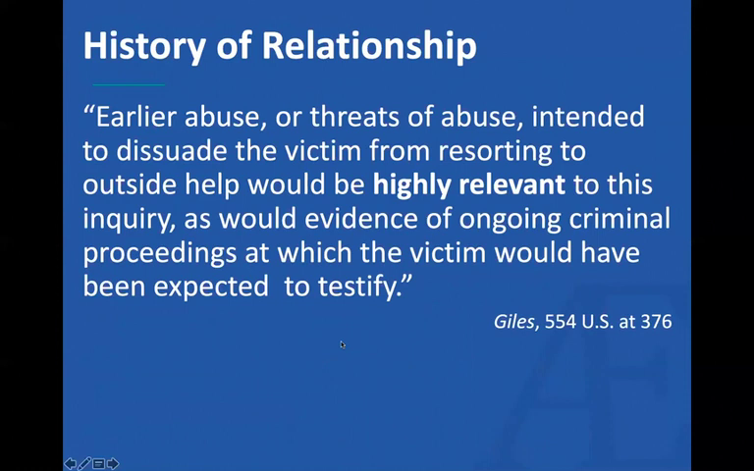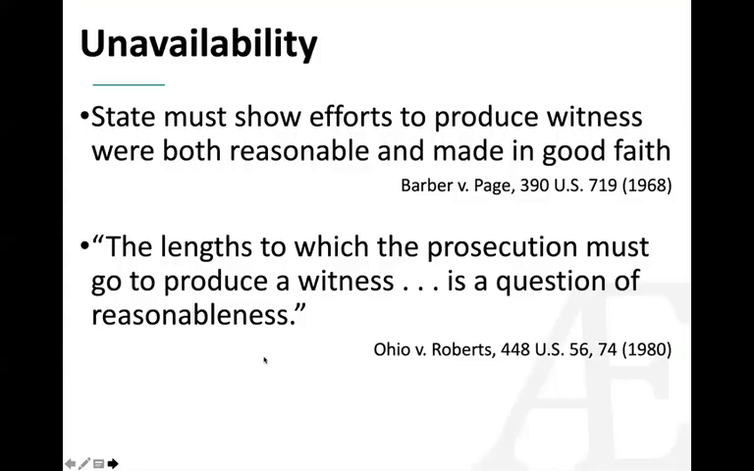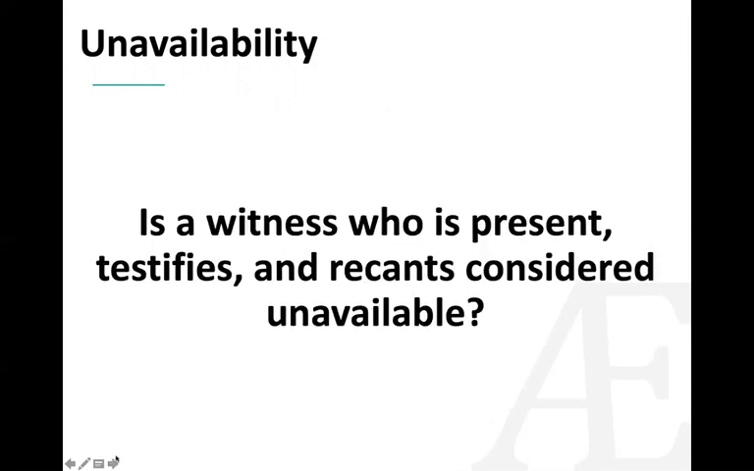This was also from Giles: earlier use or threats of abuse intended to dissuade the victim from reporting to outside authorities would be highly relevant to this inquiry, as would evidence of ongoing criminal proceedings. So the existence of a case is going to be very powerful. We also have to show that we did everything we could to get the witness to court. That might go beyond just sending a subpoena to the last known address. You might want to be able to demonstrate other things you did to try and locate that witness.